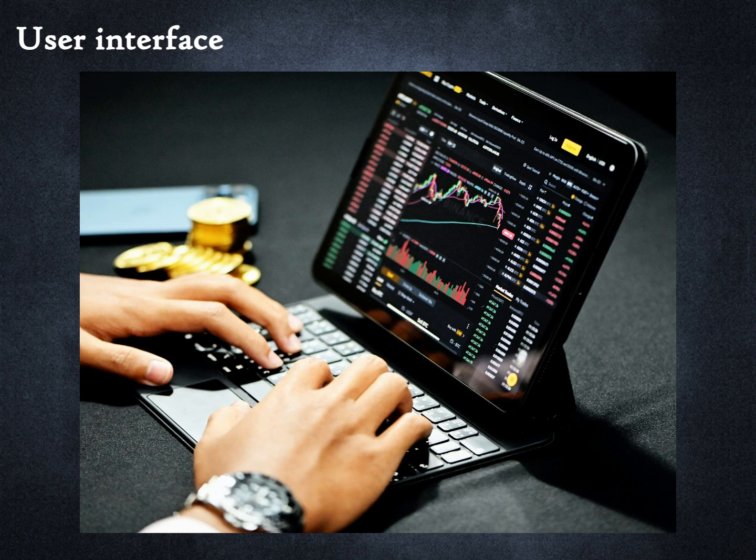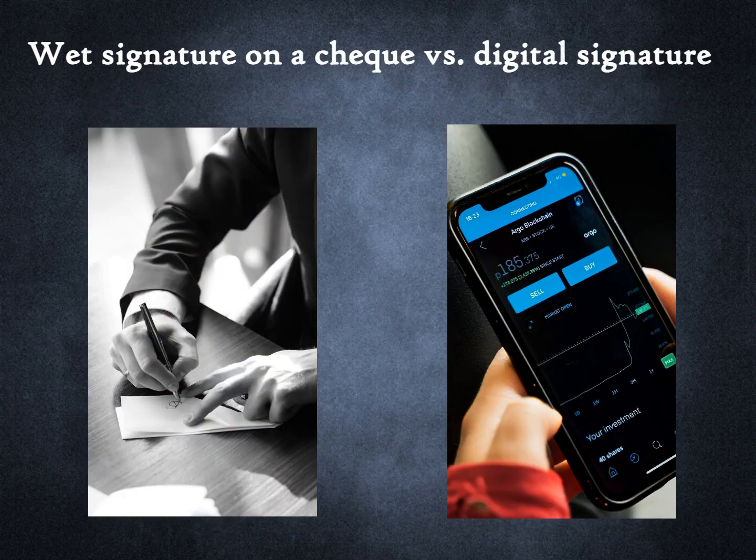But before we close this lesson, let us conclude with some final reflections on digital signatures. To understand digital signatures better, it is useful to reflect on the similarities and differences between a wet signature on a check and a digital signature. We will begin with the similarities.